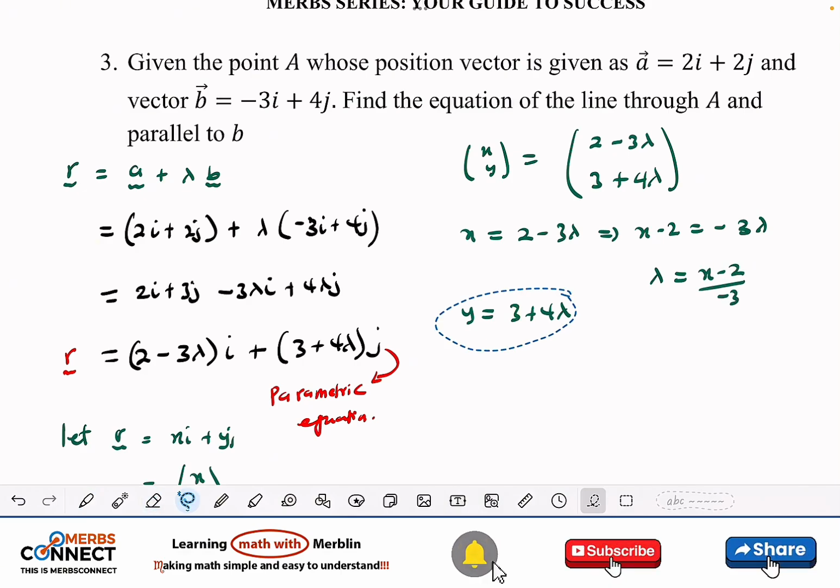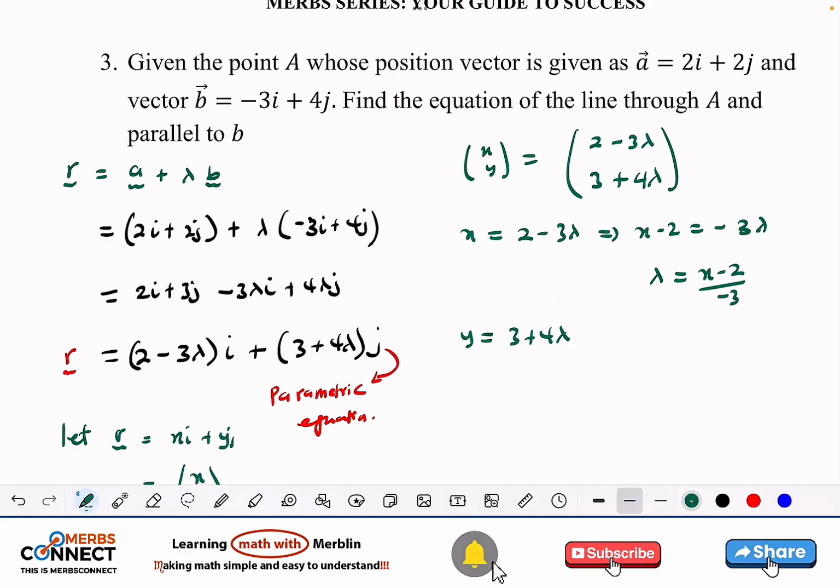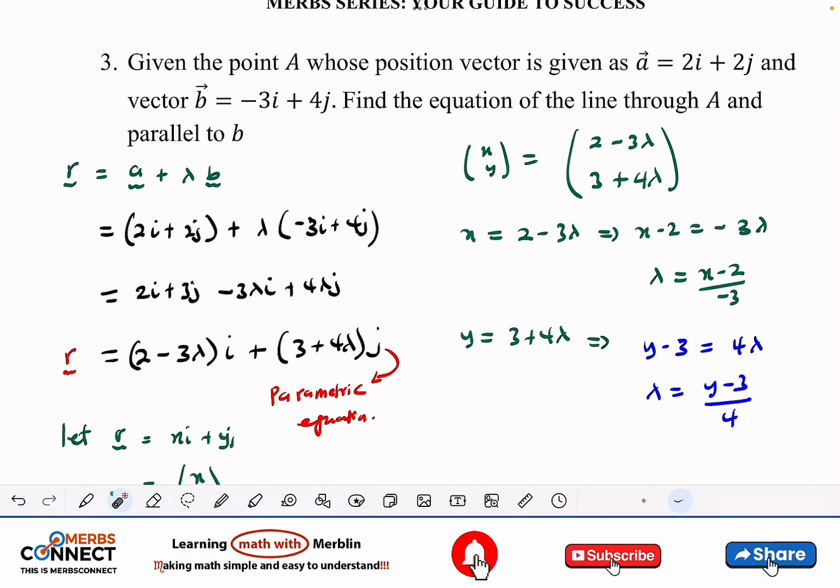Good. Let's look at this one too. This one implies that y minus 3 is equal to 4 lambda, and what is in front here is 4. So I'm going to have lambda is equal to y minus 3 divided by 4. So look at something here. If I want to call for my vector b, okay, let me finish it up.